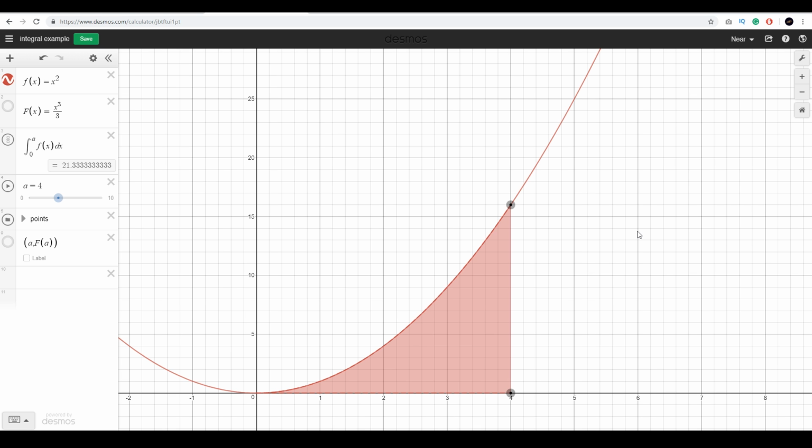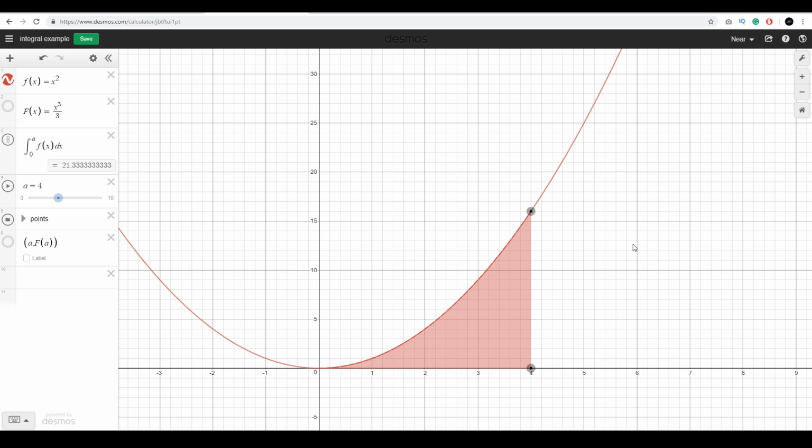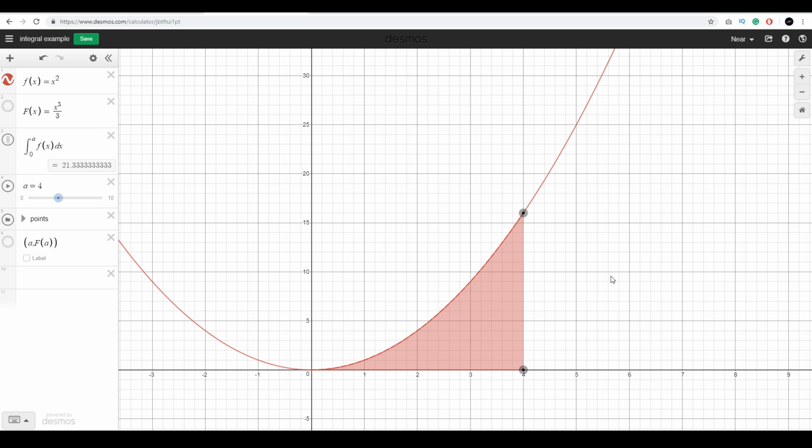Okay, let's talk about what else the calculator can do, and that is finding an integral of a function. So an integral just relates to finding the area under a curve. So right here we have the function f of x is equal to x squared.